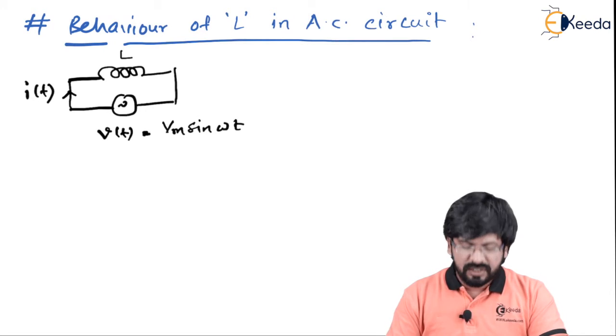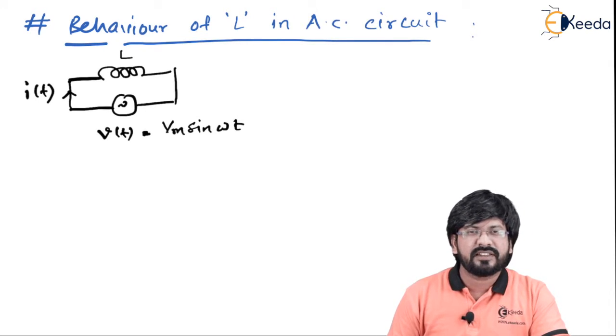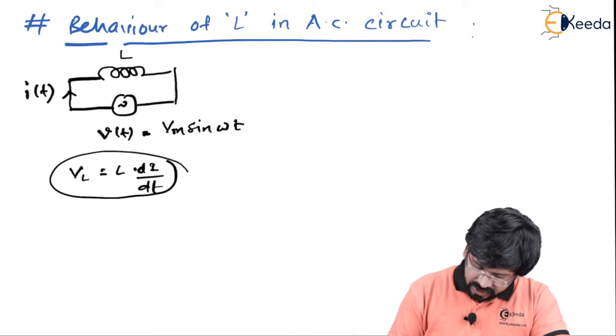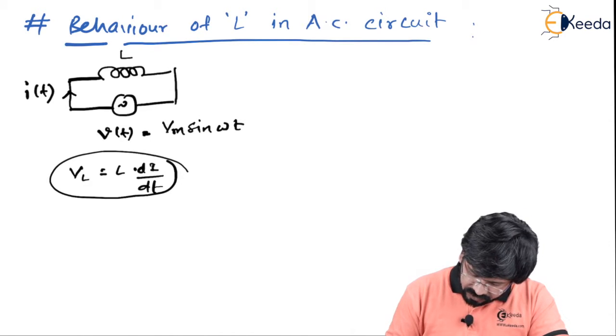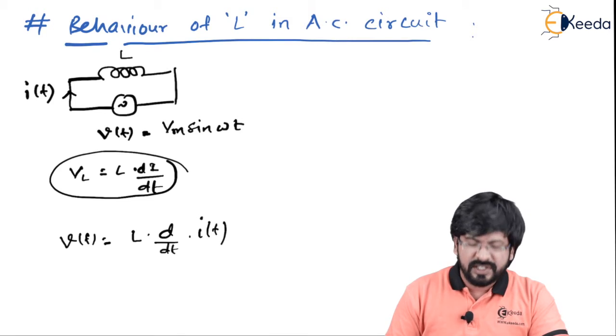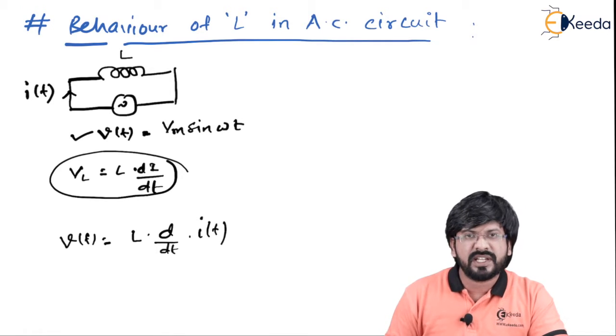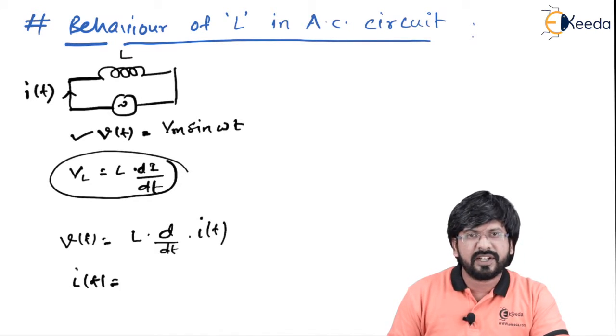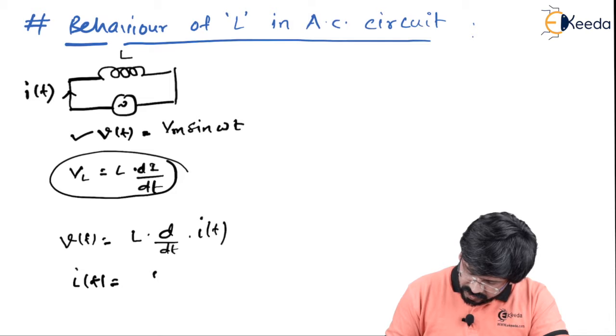There is a popular relation between V of t, I of t and L, that is nothing but voltage equation for inductor. I'm sure you remember VL is L into di by dt. Is that right? Using this relation, now I will say V of t is nothing but L times d by dt of I of t. In this case, V of t is known to me, I of t is a question mark, so I can also rewrite the same relation as I of t. I will integrate on both the sides, so I'll get 1 upon L integration of V of t dt.